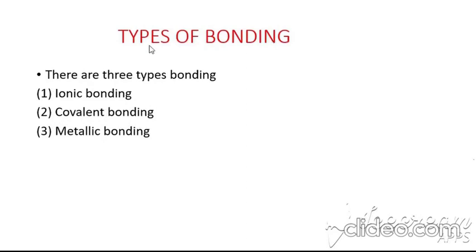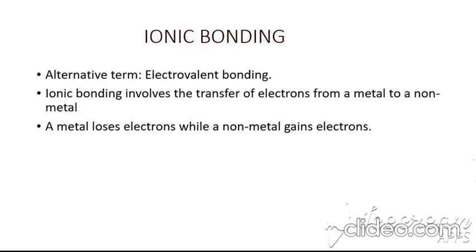Okay, now let's look at this interesting part, types of bonding. There are three types of bonding, namely ionic bonding, covalent bonding, and metallic bonding. So let's start with ionic bonding. The alternative term for ionic bonding is electrovalent bonding.